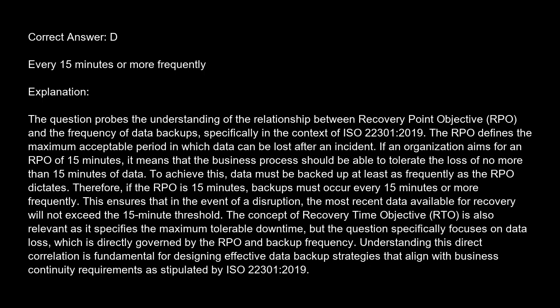The correct answer is D, every 15 minutes or more frequently. Explanation. The question probes the understanding of the relationship between recovery point objective, RPO, and the frequency of data backups, specifically in the context of ISO 22301:2019. The RPO defines the maximum acceptable period in which data can be lost after an incident. If an organization aims for an RPO of 15 minutes, it means that the business process should be able to tolerate the loss of no more than 15 minutes of data. To achieve this, data must be backed up at least as frequently as the RPO dictates. Therefore, if the RPO is 15 minutes, backups must occur every 15 minutes or more frequently.